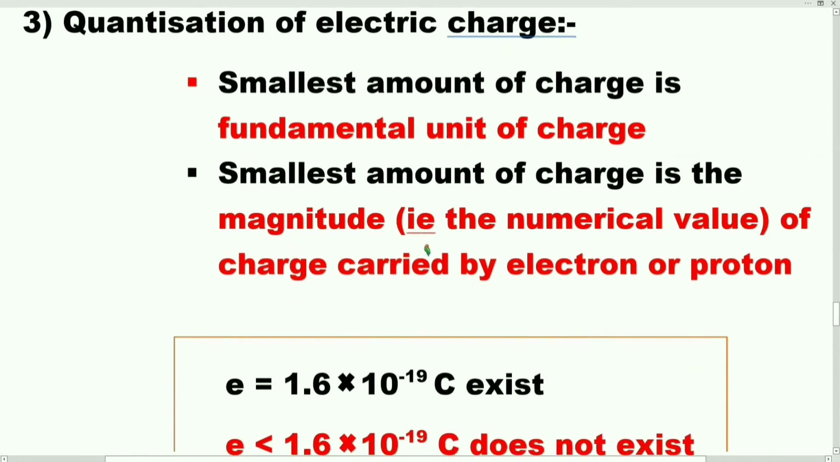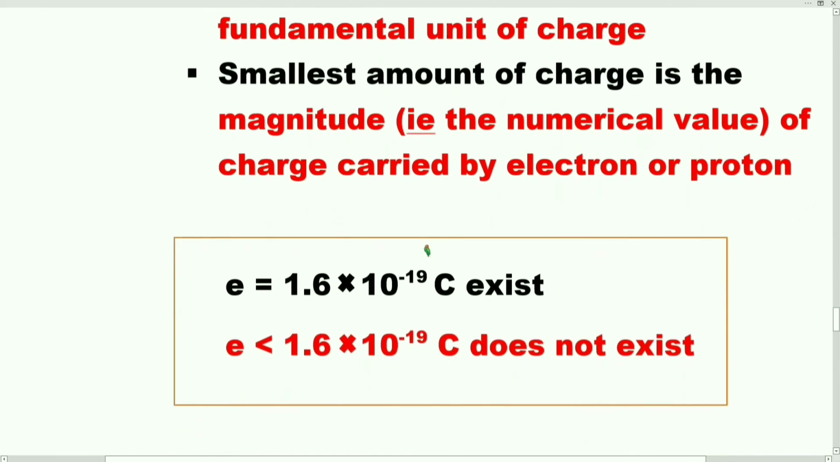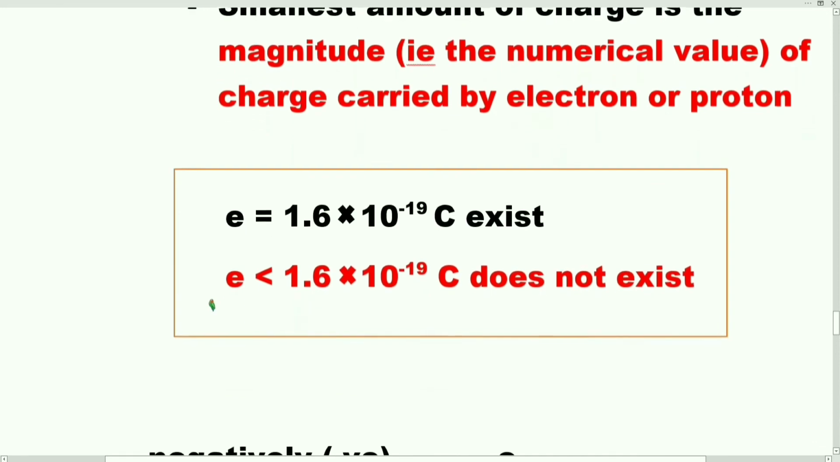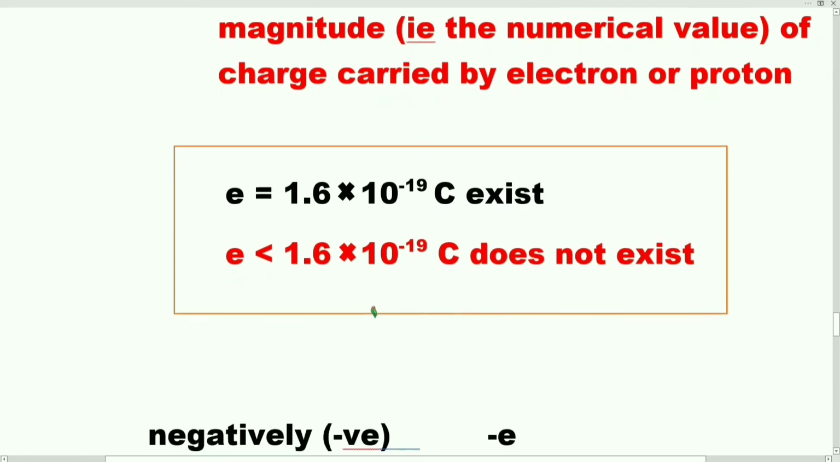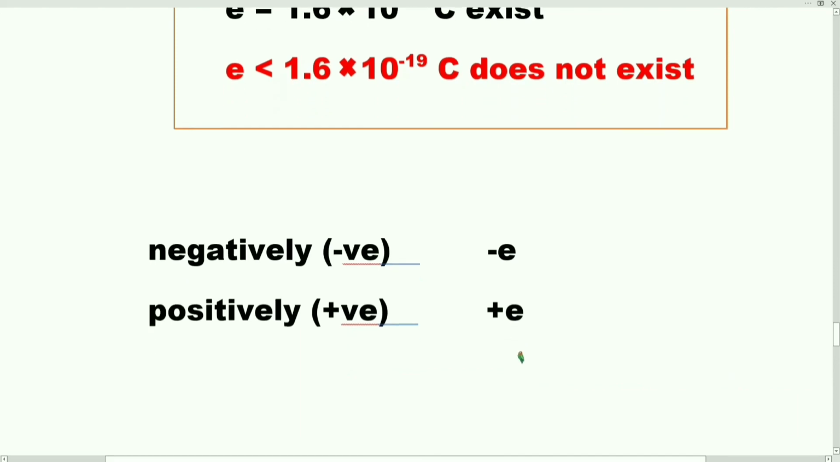The smallest amount of charge, or fundamental unit of charge, is represented by e, and its value is 1.6 × 10^-19 coulomb. A charge less than this amount cannot exist freely. The charge on negatively charged electrons is denoted by -e. The charge on positively charged protons is denoted by +e.